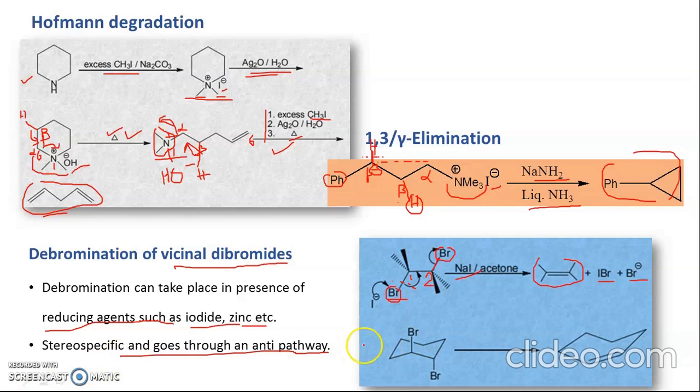So here also we use some reducing agent. Suppose you are using ZnBr, so it will attack this Br, and finally we are getting a new C=C bond. So this is the third type, that is debromination of vicinal dibromides.